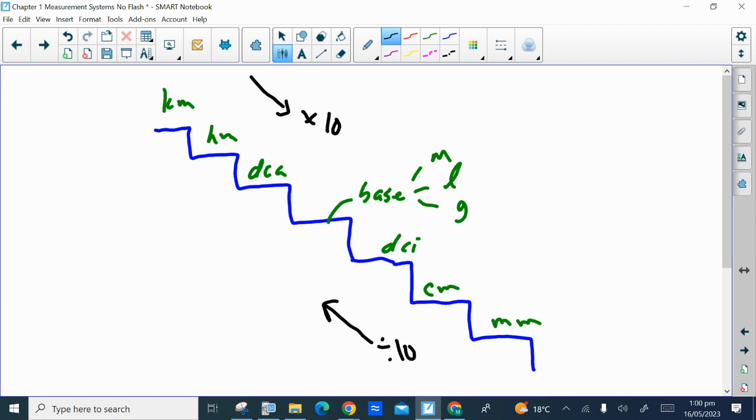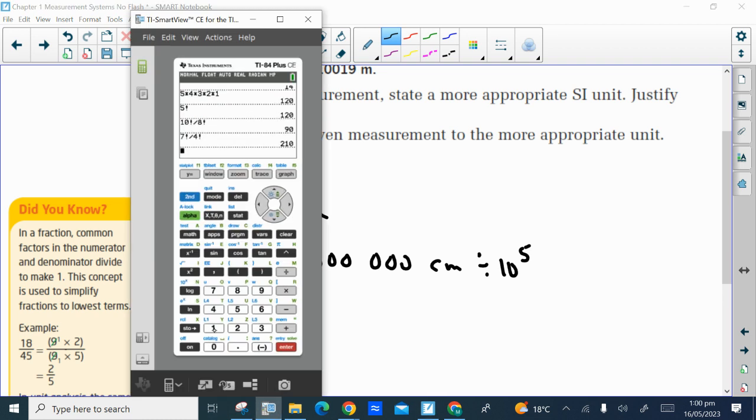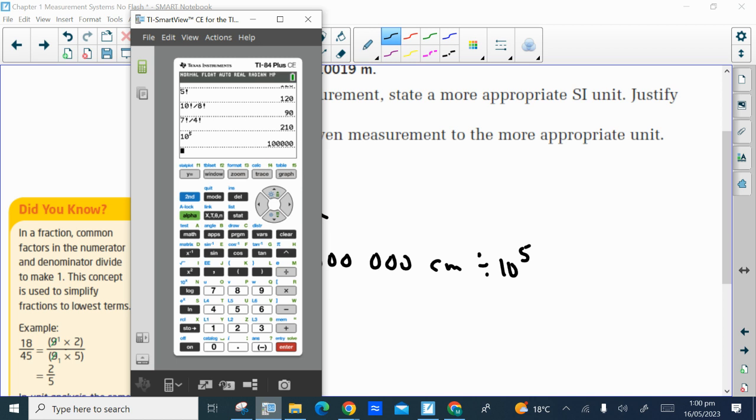You're going to go 5 steps up the metric staircase, which means you're going to divide by 10 5 times. You're going to divide by 10 to the power 5. And 10 to the power 5, if you do that on your calculator, is 1 with 5 zeros. You're multiplying by 10 5 times, which means you've got 5 zeros. So you're going to divide by 100,000.